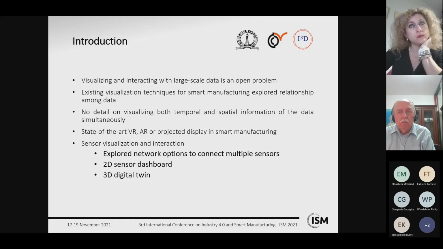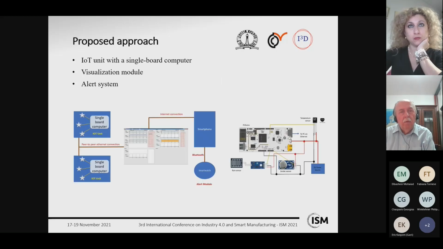3 facets. So we explored the network options to connect multiple sensors. We developed a basic 2D sensor dashboard by evaluating 2D graphs. And we also developed a 3D digital twin by evaluating 3D graphical primitives. So our proposed approach is divided into 3 parts.